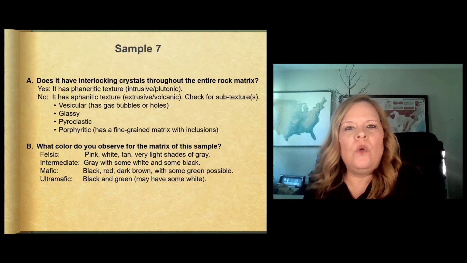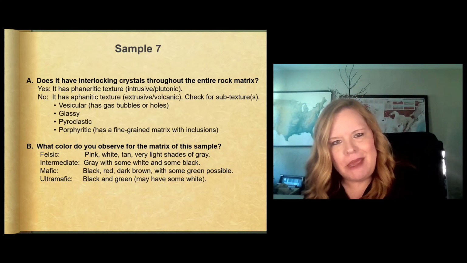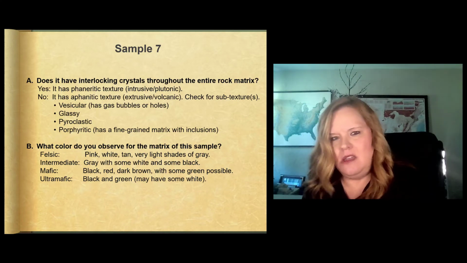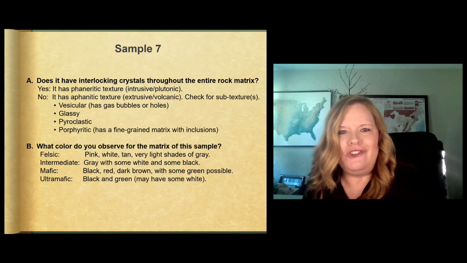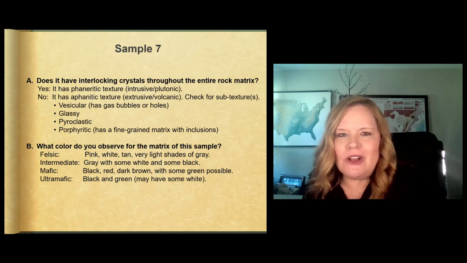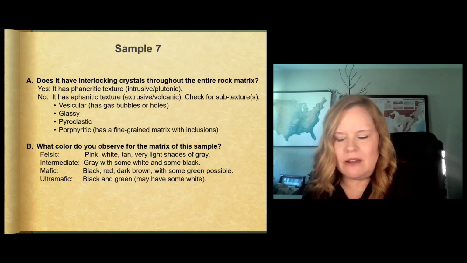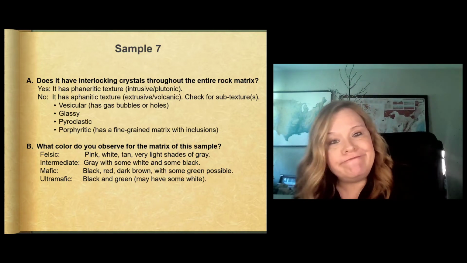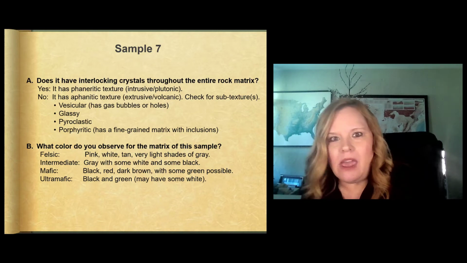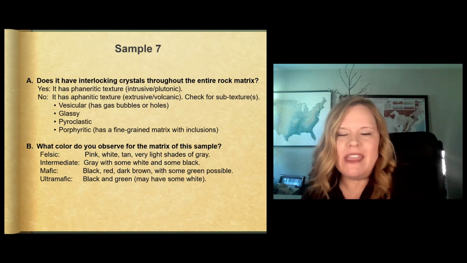Now, what's its color scheme? Sure, there's some black in it, but is that the dominant color of the matrix, of the background? No. You kind of got a whitish tan, like a cream color. So which one does that fall in? Felsic, intermediate, mafic, or ultramafic? And you guessed it, has to be felsic. So what's the phaneritic felsic igneous rock? There's your answer. And you're like, well, I've already had that. Okay, you're going to have it some more probably, because it's a very common thing.